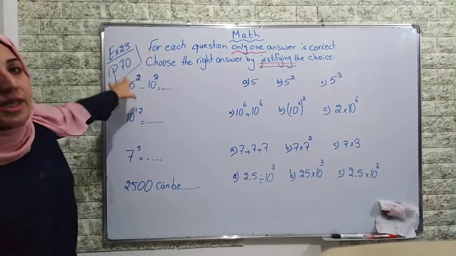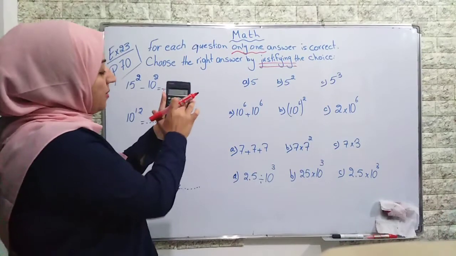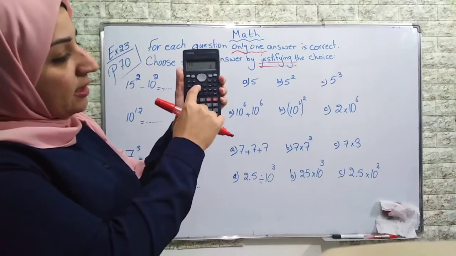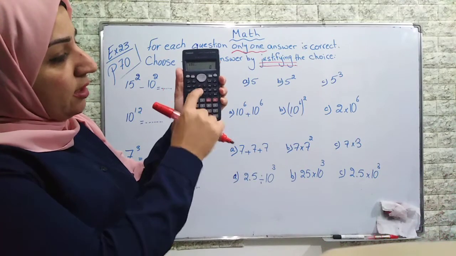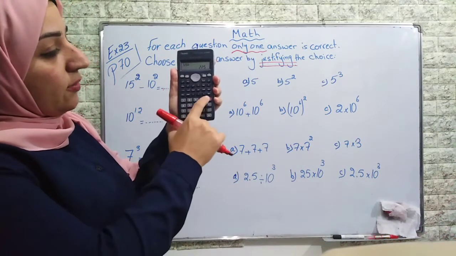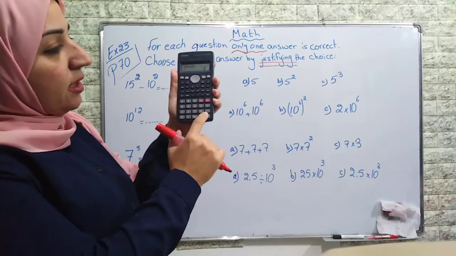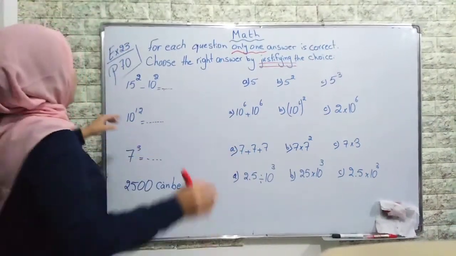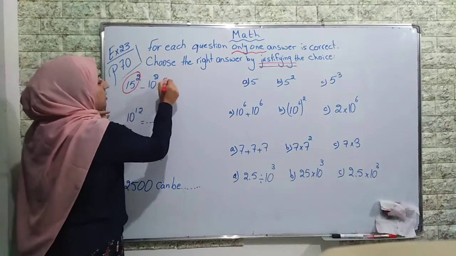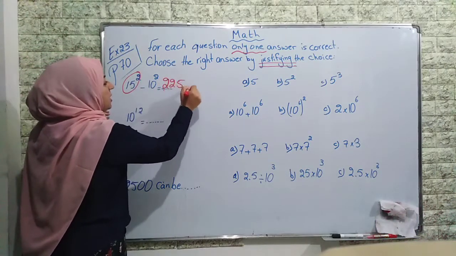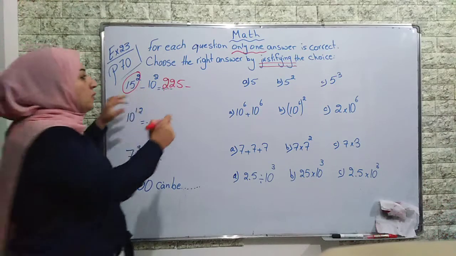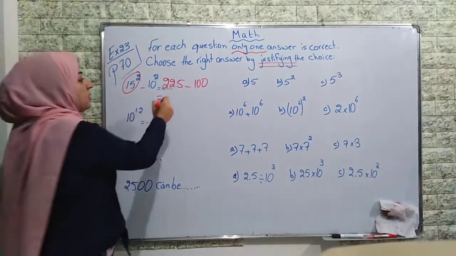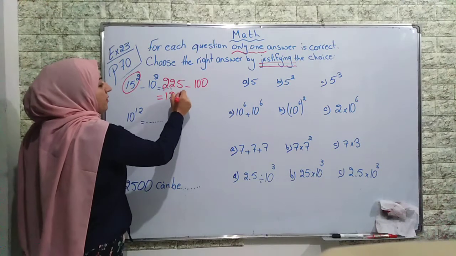15 square, it's 15 times 15, or here I can write 15 square. Or I can write 15 times 15. It's 225, okay? So this one is 225 minus 10 square, it's 10 times 10, which is 100. 225 minus 100, I'm talking about 125.